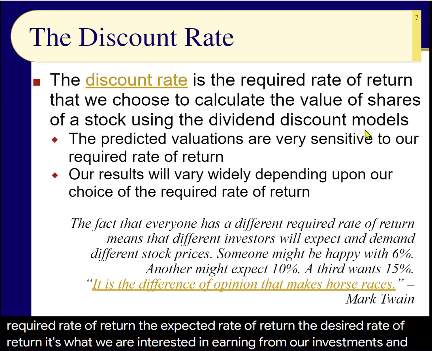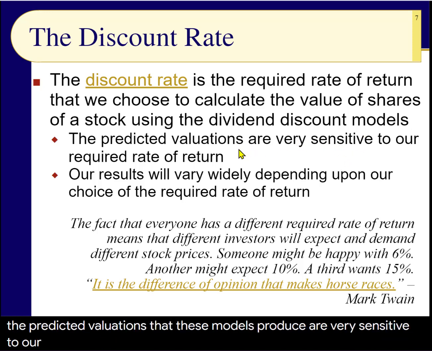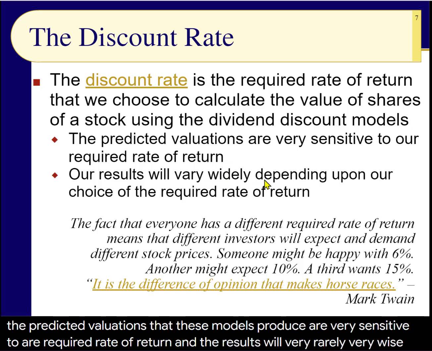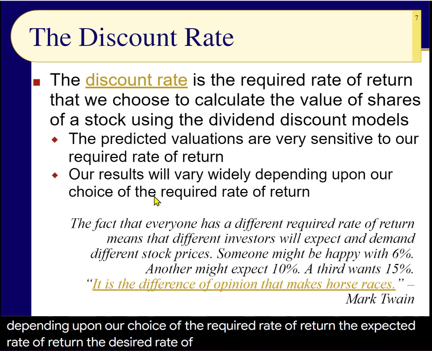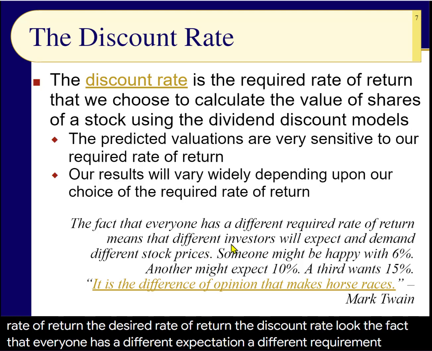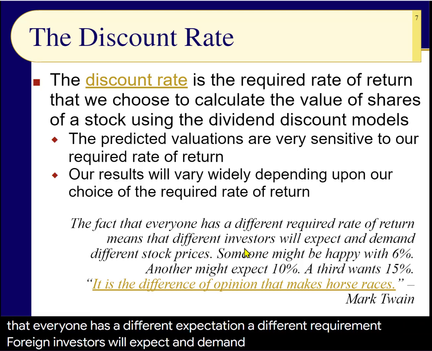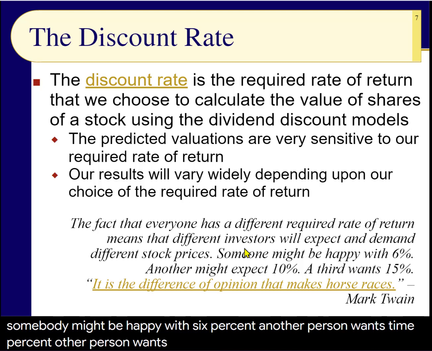And the predicted valuations that these models produce are very sensitive to our required rate of return, and the results will vary wildly depending upon our choice of the required rate of return, the expected rate of return, the desired rate of return, the discount rate. Look, the fact that everyone has a different expectation, a different required rate of return, means that different investors will expect and demand different stock prices. Somebody might be happy with 6%, another person wants 10%, other person wants 15%.